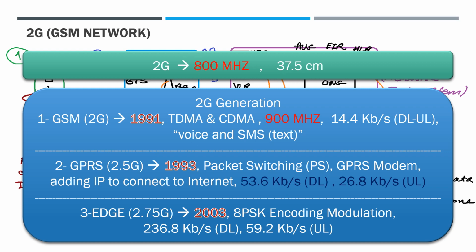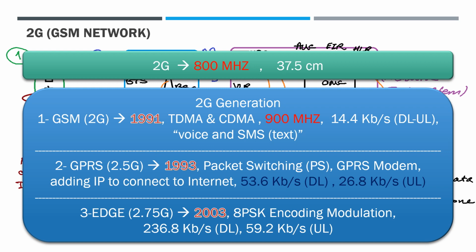Okay, after that, in 2003, 8-PSK encoding modulation was introduced. It was preferred because this kind of modulation can improve our speed to 236.8 kilobits per second for downlink and around 60 kilobits per second for uplink.